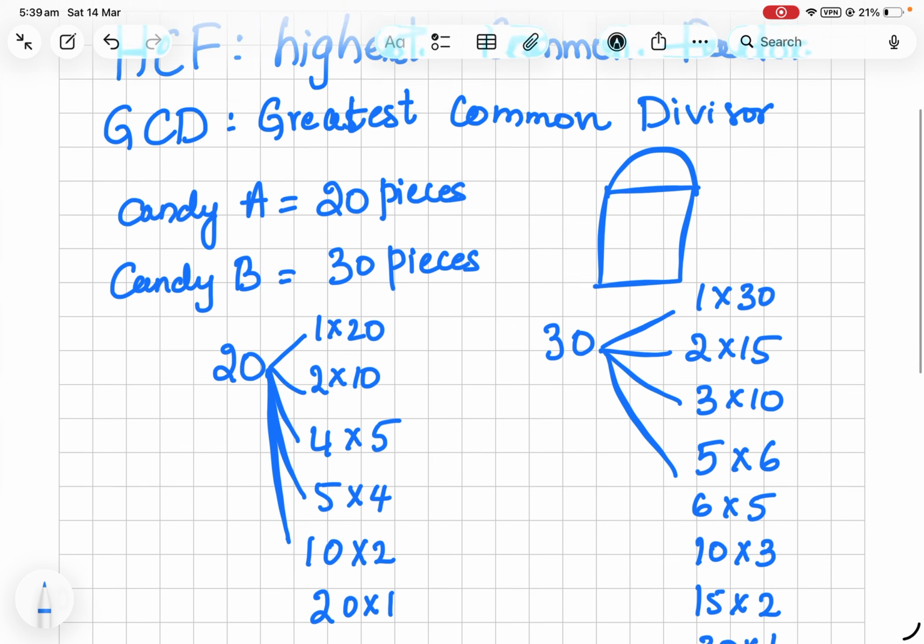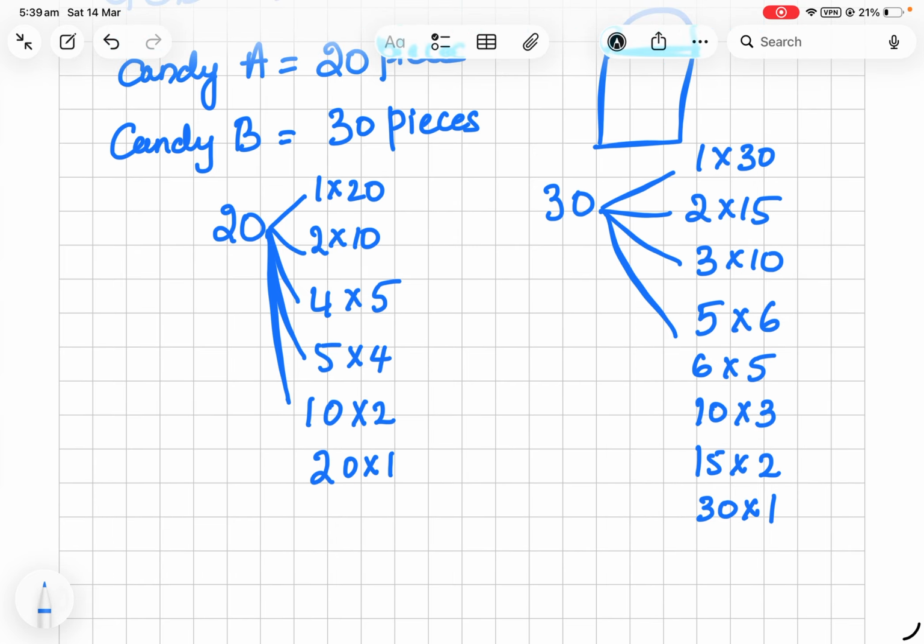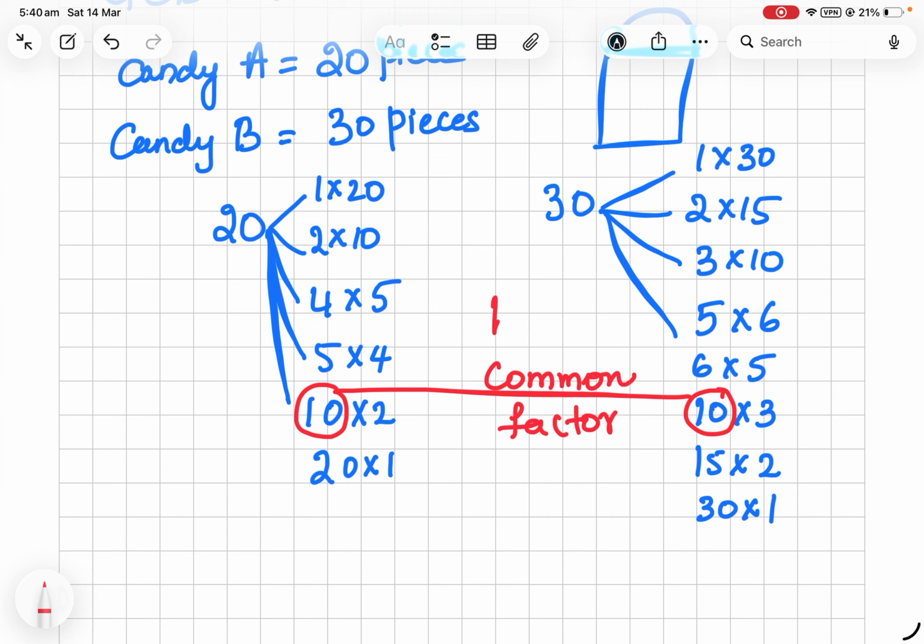Now the name suggests find the highest common factor. So what do you notice? What is the highest common factor in both of the situations? Can you identify, boys and girls? What is it? It is 10. In both cases, this is the common factor, and it is your highest common factor.